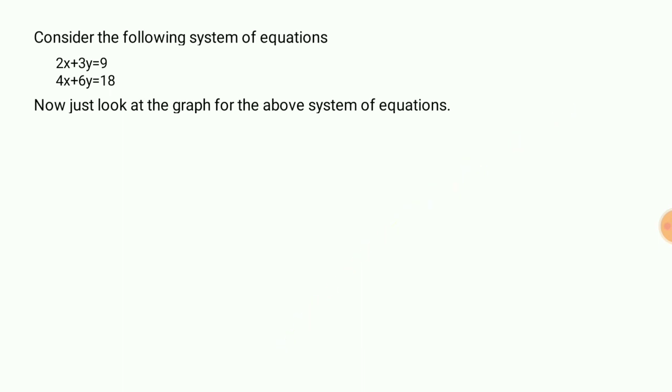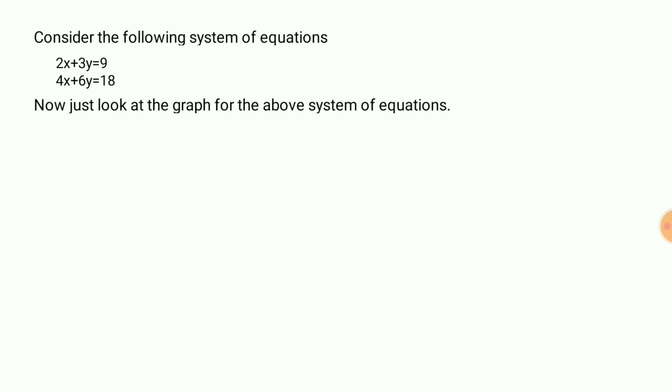Consider the following system of equations: 2x plus 3y equal to 9 and 4x plus 6y equal to 18. Look at the graph of the above equations. If you see here, can you interpret what kind of lines they will have?